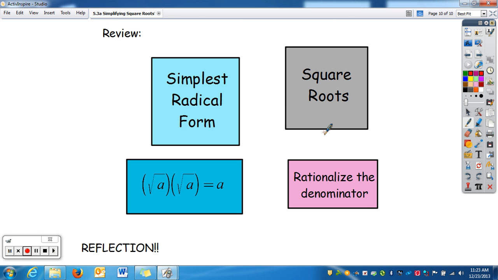Alright, so review, this is simplest radical form, and this should be familiar to you because you did do this in algebra, and I know if you attended West Fargo, everyone did this. We had a whole unit on it. Thing to remember is what makes simplest radical form. Your square roots, and then root a times root a is a. This is a very important fact, and rationalize the denominator. We are going to be applying this a lot in these next sections. I'm going to say put your answers in simplest radical form, so you're going to need to know how to do each one of these.